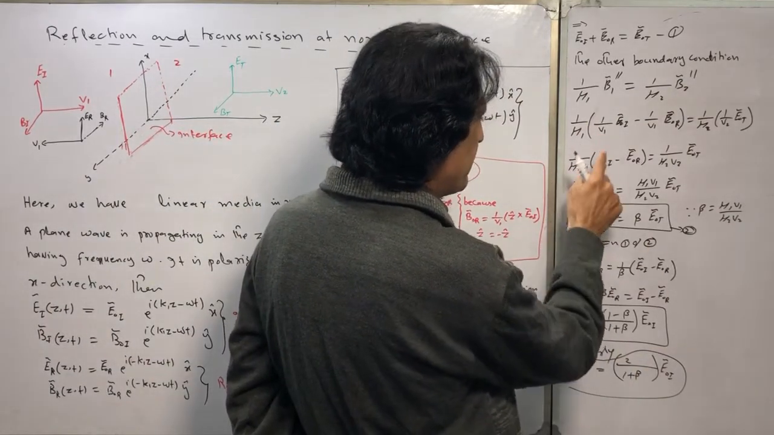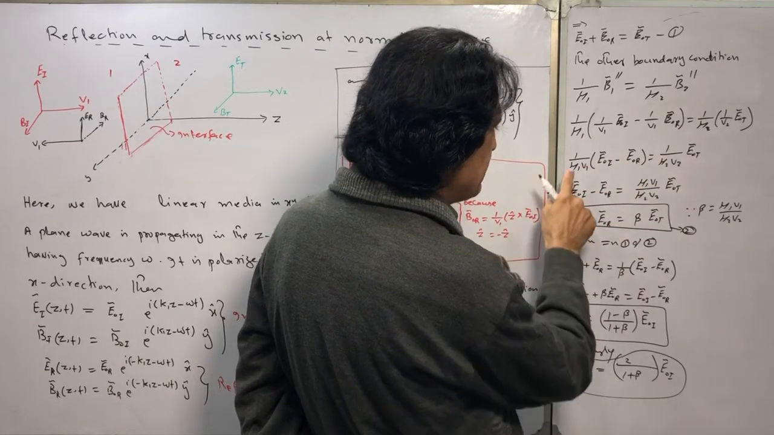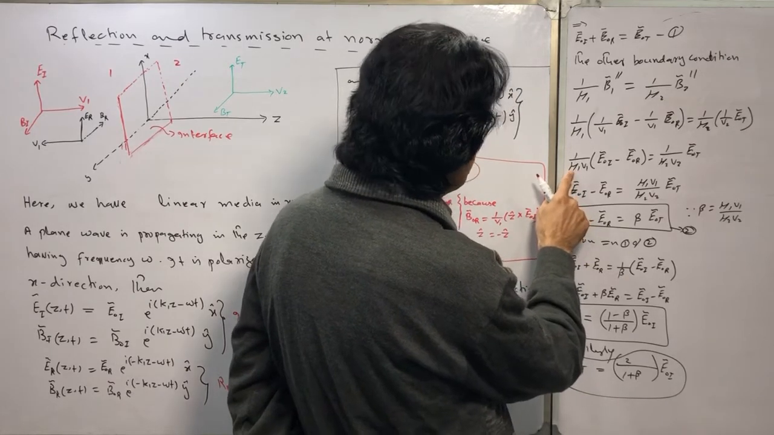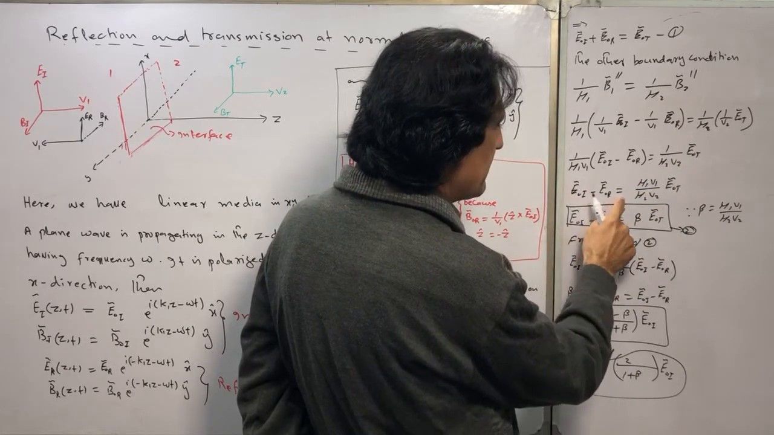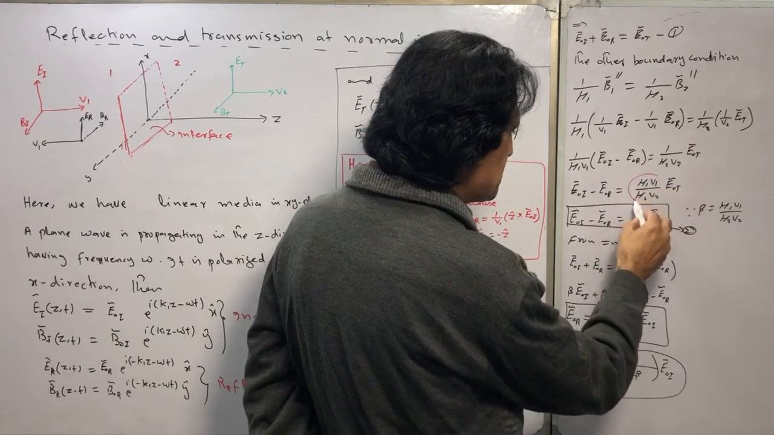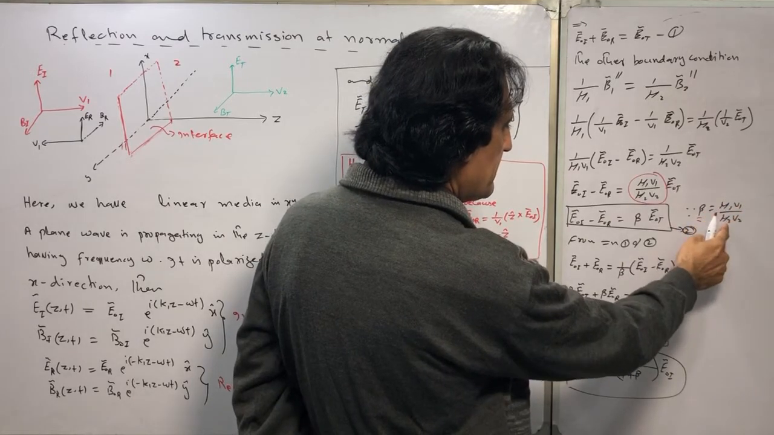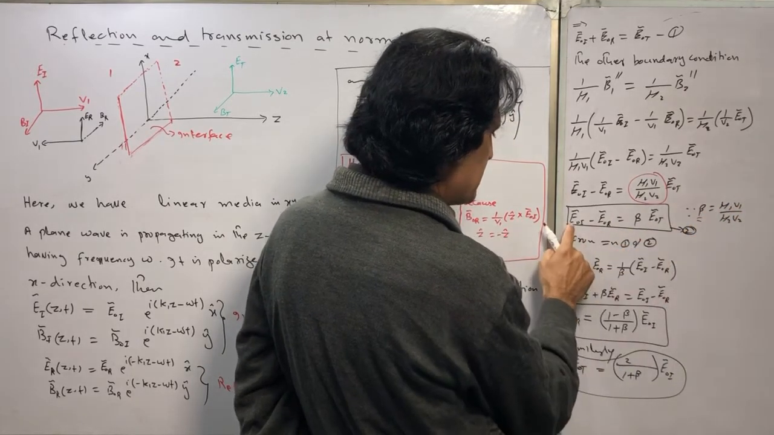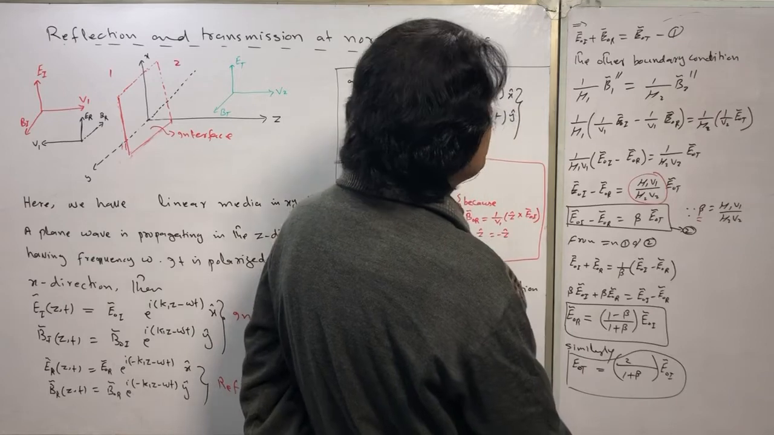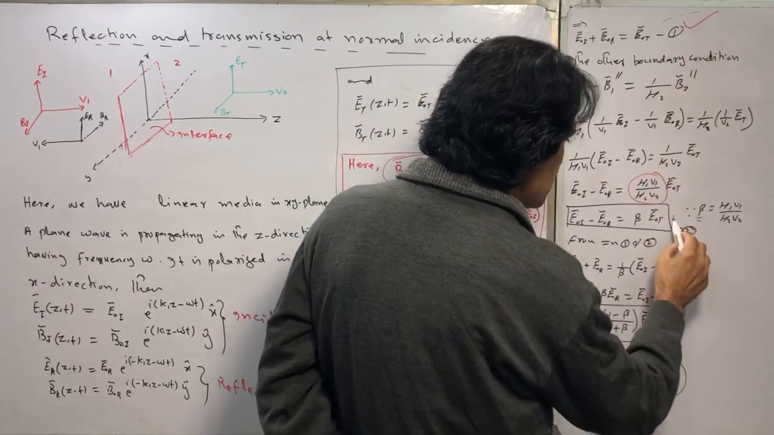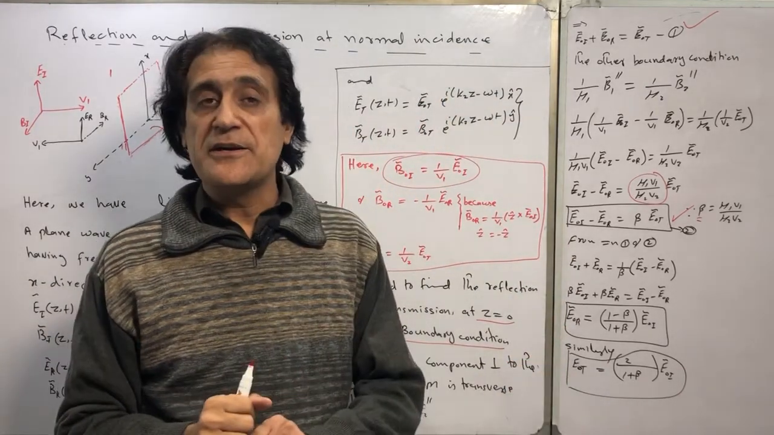Then we can take v1 common, and E naught I minus E naught R, which is equal to this. By multiplying this mu1 v1 to the right hand side, then E naught I minus E naught R is equal to this, and take this term. Let's suppose this is equal to beta, where beta is equal to mu1 v1 divided by mu2 v2. Then this equation becomes E naught I minus E naught R equal to beta E naught T. This is equation number 2. And now from equation 1 and equation 2, we can calculate the reflection E naught R and E naught T.